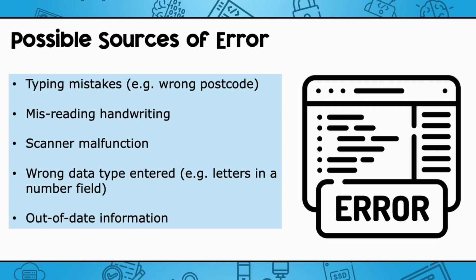A scanner might malfunction while it's scanning, which again will introduce errors into a database. Or somebody has typed the wrong data, so they might have typed a letter into a number field where the system's expecting a number. Then there's out-of-date information. Like we talked about in our quality of data, we've got to make sure that the data we're putting into our systems is of good quality. If you remember the term garbage in, garbage out, our data has got to be accurate, up to date, and fit for purpose. If it's not, potentially we're introducing errors into our system.